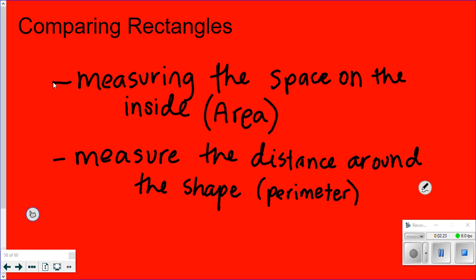I always go back to our fence problem. Putting up a fence all the way in the inside doesn't make any sense. But putting a fence around the outside of your yard makes complete sense. Those are two different things. We need to be careful which one we're doing. Do we want all of the stuff on the inside, or do we just want what's around?